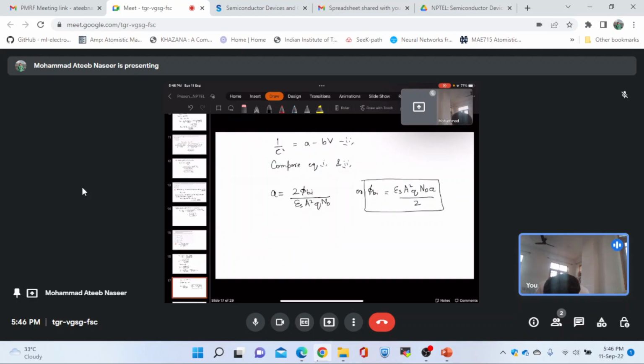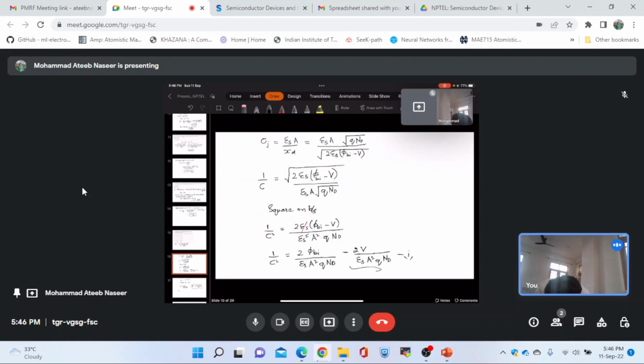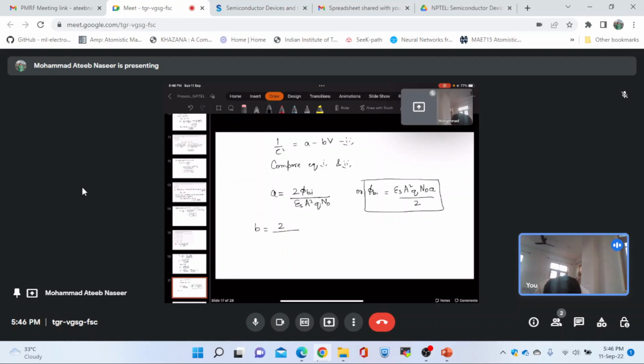Now if we compare B, from this expression B will simply be equal to 2 by epsilon s A square Q N D. Or for the doping, N D will be equal to 2 by epsilon s A square Q times B. So I have got the values for both the built-in potential and the doping.